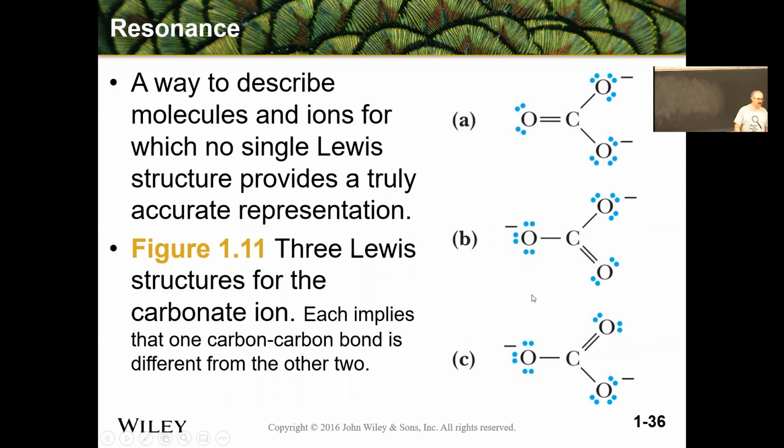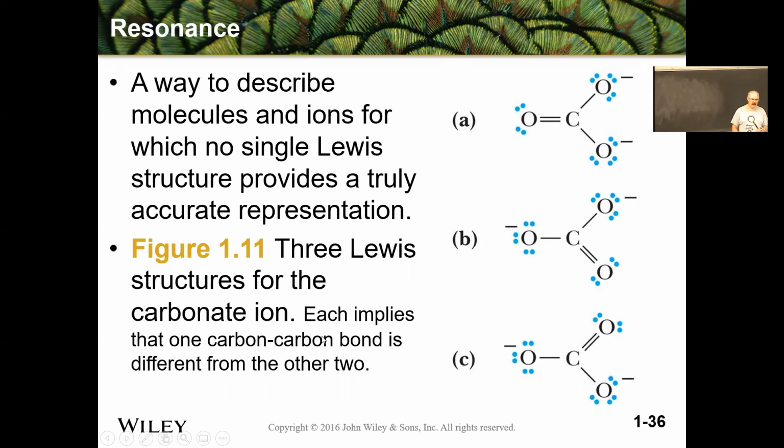Okay, next we're going to introduce the idea of resonance. Here we have the carbonate ion, and there are 3 ways that we can draw this structure. Notice the difference is the placement of the double bond. It turns out the actual structure is a composite of these 3.